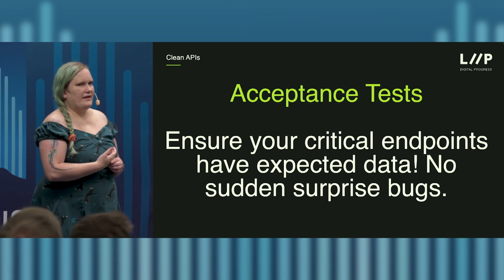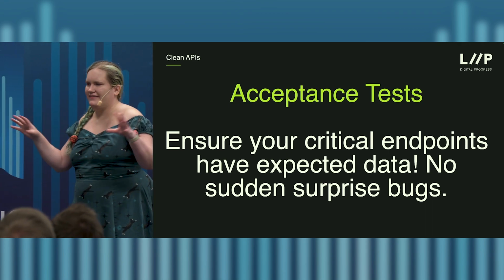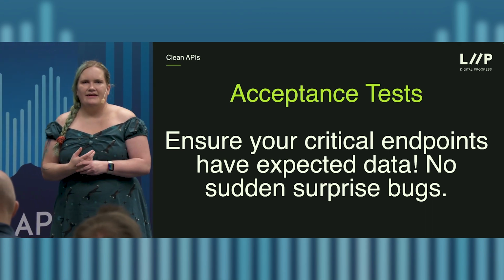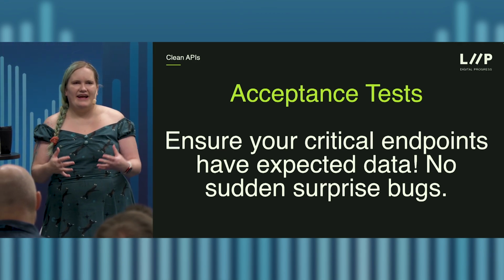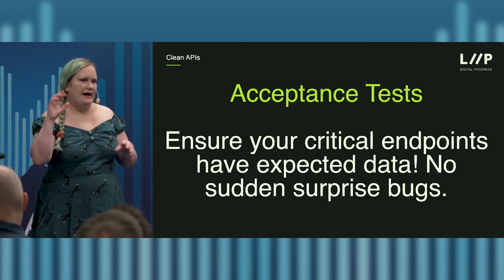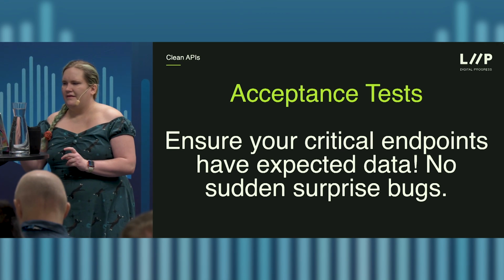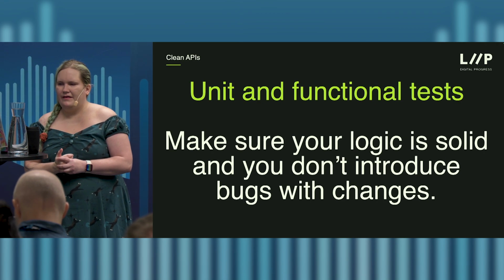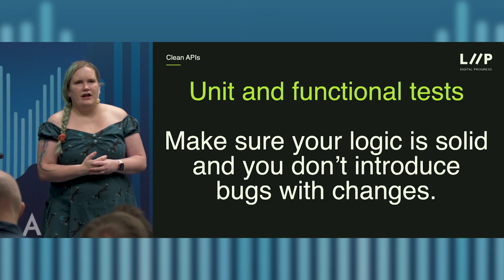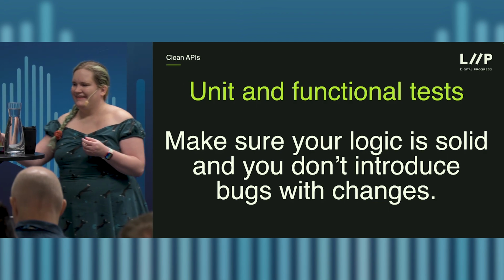Another thing was that suddenly we could get a call. "Hey, this discount endpoint has no data. What's going on?" So be ahead of your customer and have acceptance tests to check, okay, does this endpoint have the data it has? And check as often as you need to. Make sure your logic is solid and you don't introduce bugs with changes.